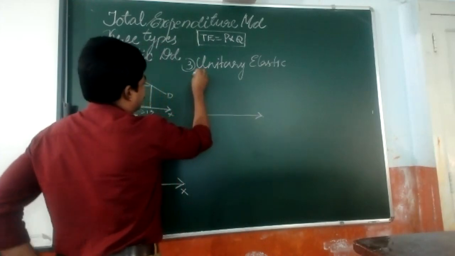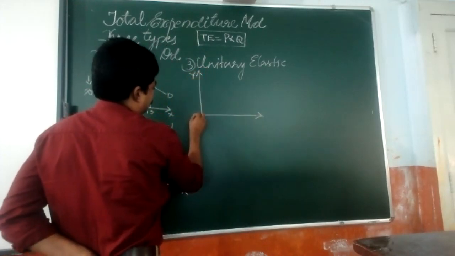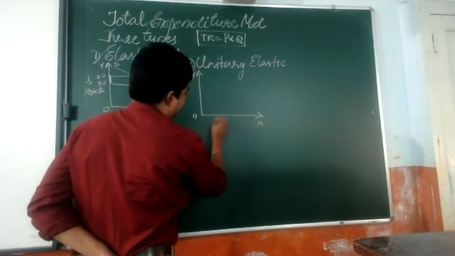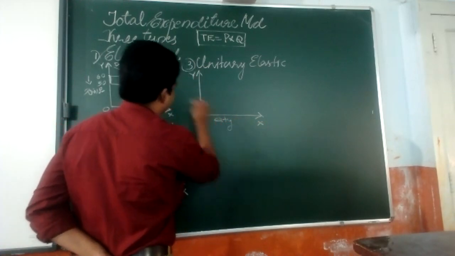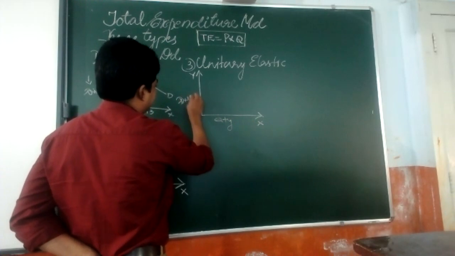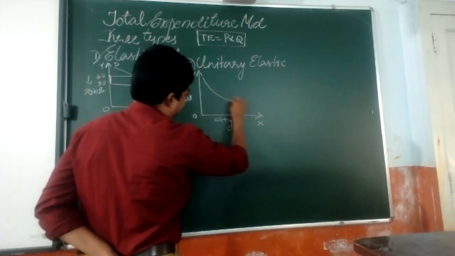When we draw these things, we can draw like this. It is like a demand curve. We can draw a negative slope demand curve with quantity and price, and draw a demand curve.